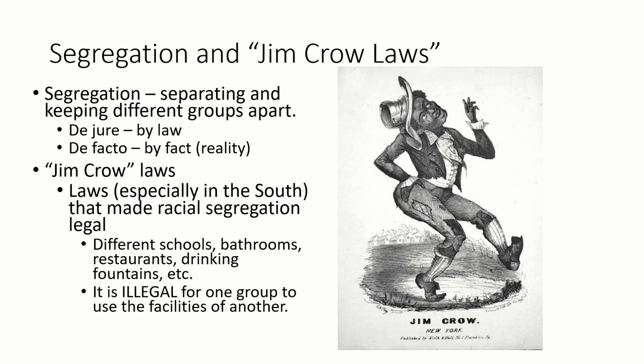When we talk about the African American civil rights movement, we are talking predominantly about the problem of segregation. And there's two types of segregation in the United States. One is de jure, by law, and these would actually be laws known as Jim Crow laws that would make racial segregation legal. Different schools, different bathrooms, and it would be illegal for one group to use the facilities of another. The other type of segregation is de facto, by fact, reality.